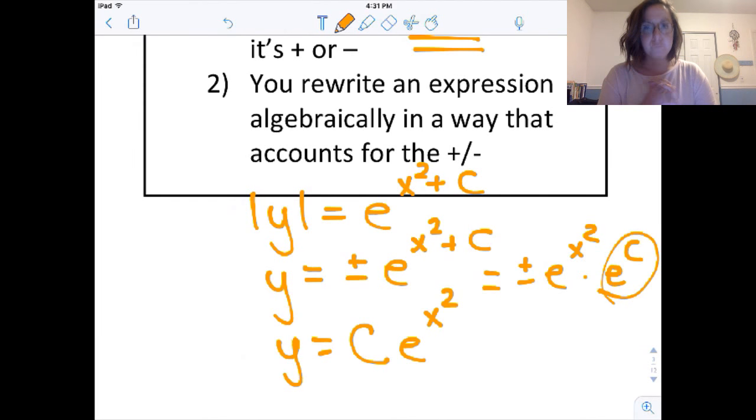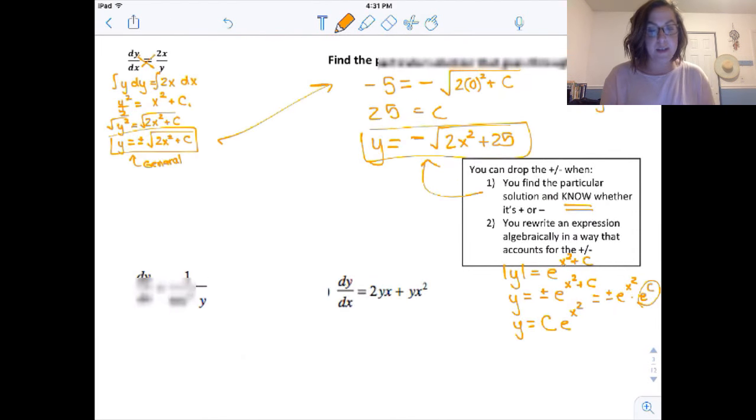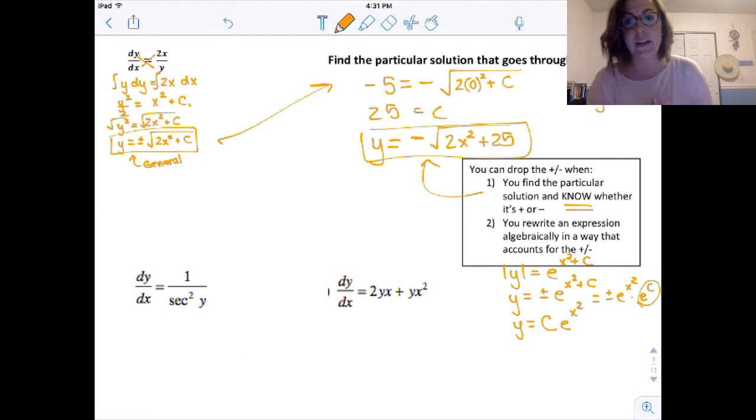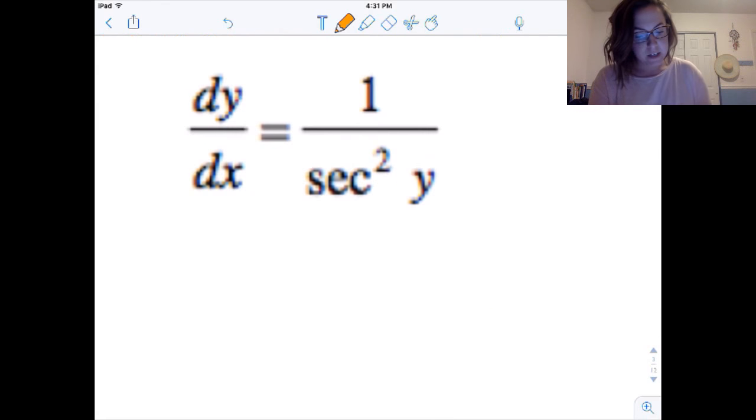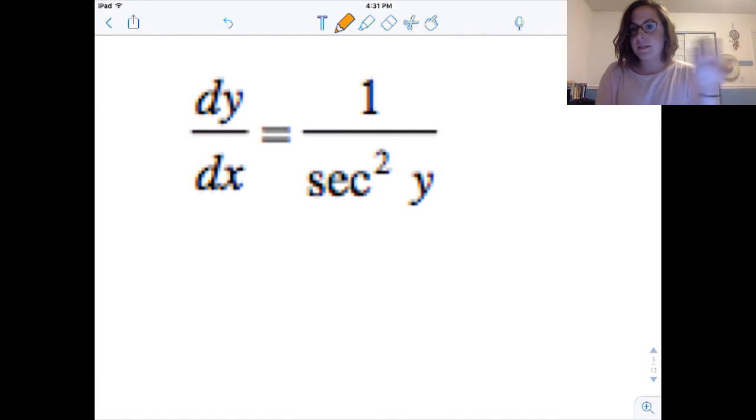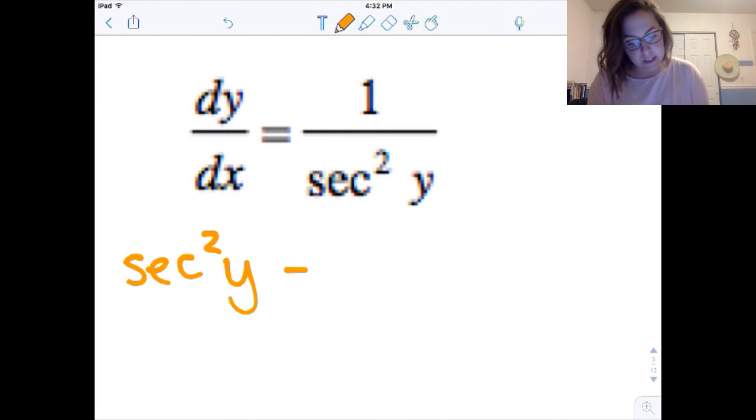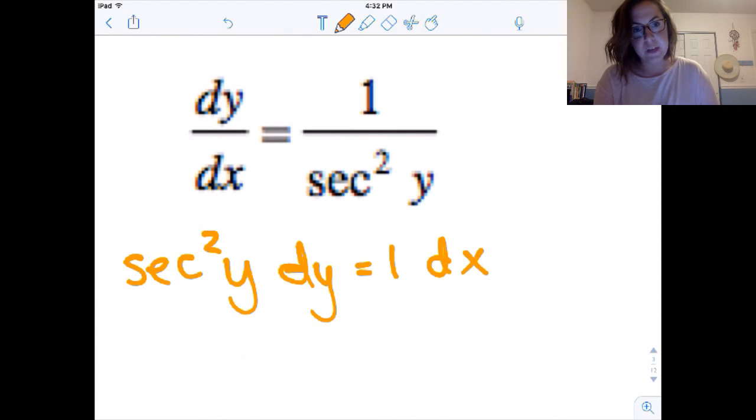Okay. So let's do some more separation. If you have questions about the plus or minus, send them, but I'm going to do a couple more weird separation ones, okay? So this one, dy dx is 1 over secant squared y. I see this is with a y, so I need to move it, right? So this is going to be secant squared y dy equals 1 dx. I'm going to integrate both sides with respect to their respective variables.